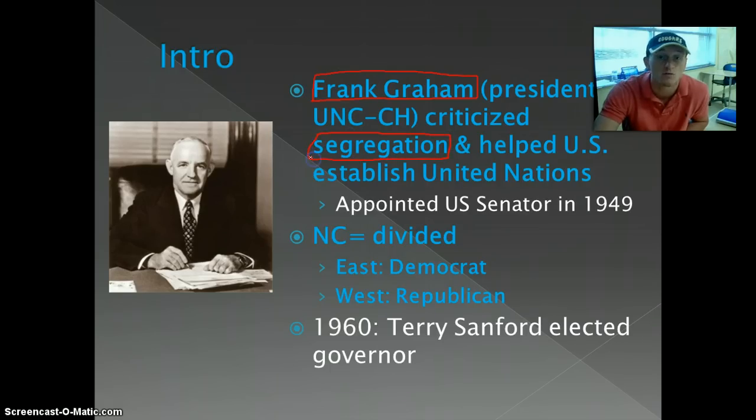Schools were segregated. Restaurants were segregated. Bathrooms were segregated. Lots of things were segregated. North Carolina at this time became divided. East North Carolina was Democrats, and West North Carolina was Republicans.